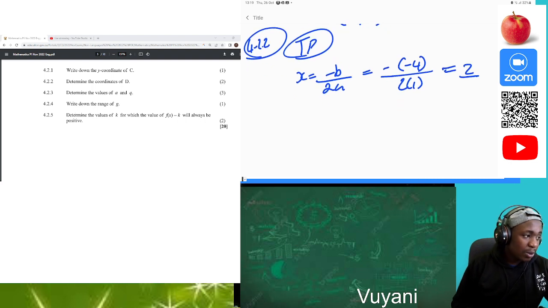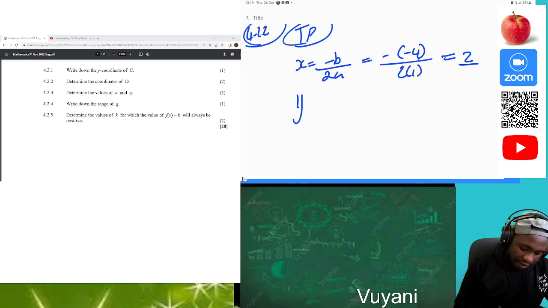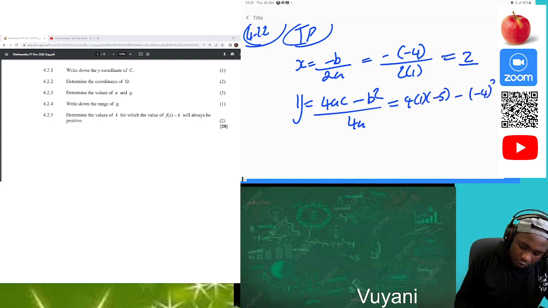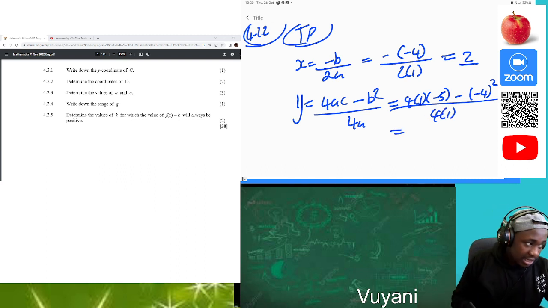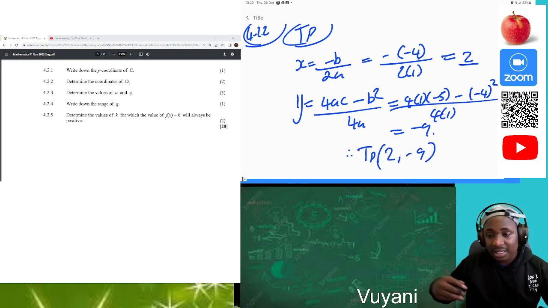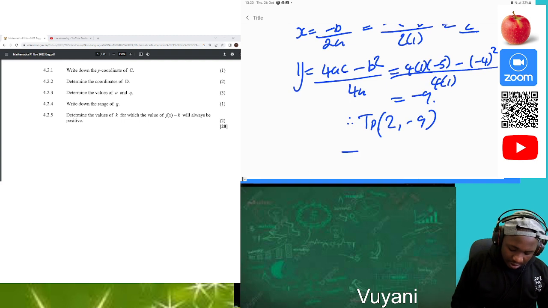Then after that, what do we do? We calculate the y value. y is equal to 4ac minus b squared divided by 4a. That will be 4 times 1 multiplied by c, negative 5, minus negative 4 all squared, divided by 4 multiplied by 1. Then we should get our value there to be negative 9. So therefore the turning point is 2, negative 9. That's the coordinates of D. So we can say that D will be (2, negative 9).